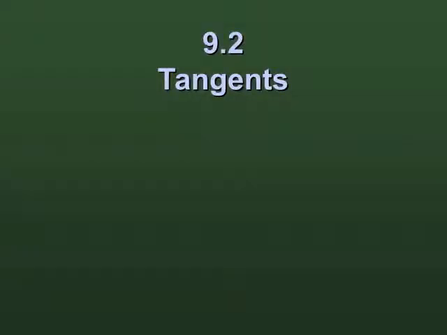Hello, welcome to 9.2. We are going to be talking about tangents, and just a definition of the word tangent. It is actually a Latin word, derived from the Latin word tangere, which means to touch. So tangent means just to touch. If you think about that, a tangent line is just going to touch a circle.